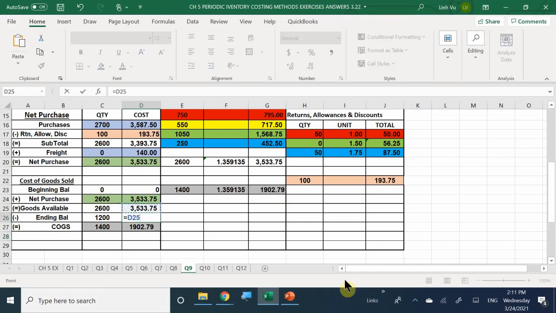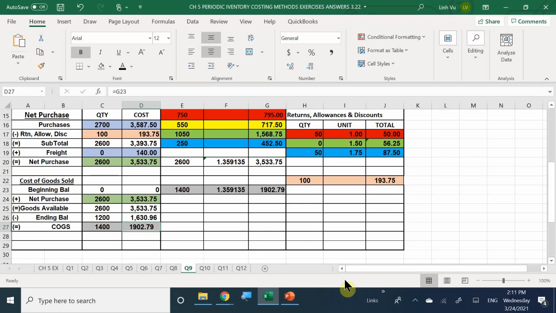We take our goods available, subtract out our cost of goods sold to get an ending balance of $1,630.96. Easy enough?